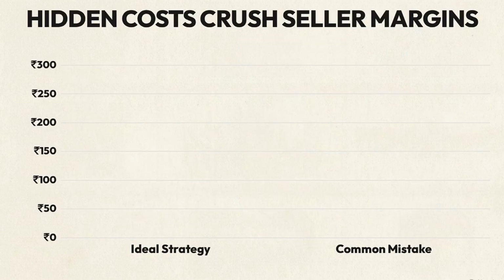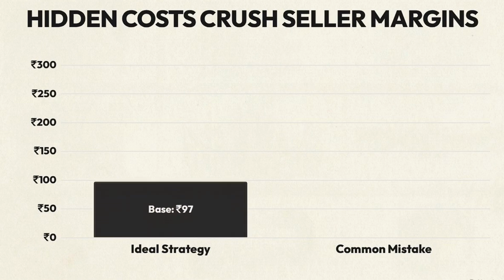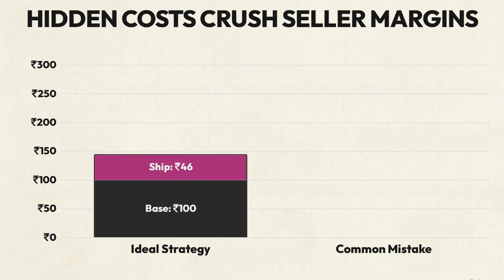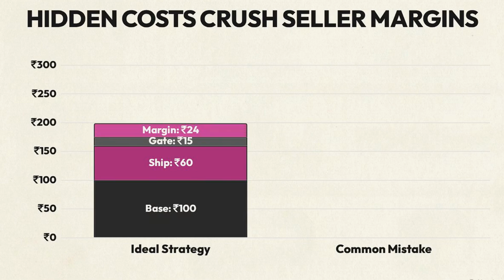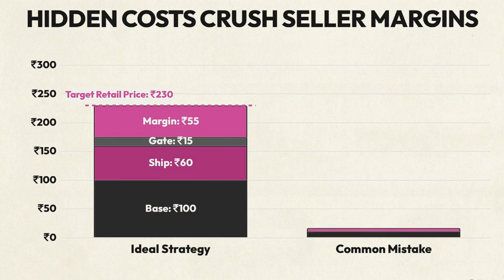To find that ideal retail price while maintaining profitability, use this specific calculation. Take your base product cost, add the shipping fee, which usually ranges from 27 to 75 rupees, add the payment gateway fee of roughly 1.5%, and finally add your desired profit margin of 30 to 50%.